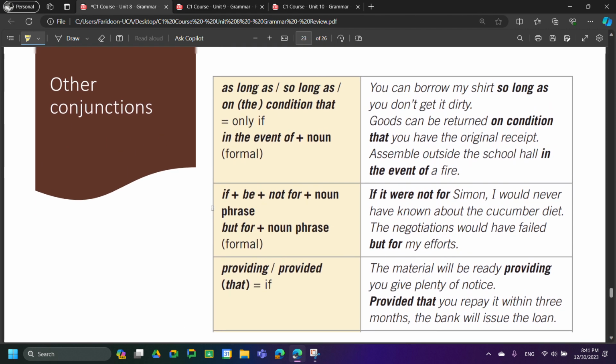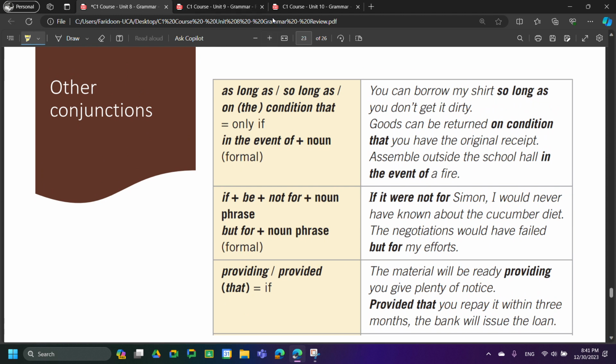Okay, so what about some other conjunctions, right? Some other conjunctions we have are as long as, so long as, on condition that, or on the condition that, which all of them mean only if. And you also have in the event of plus a noun, which is going to be a bit formal, but it has the same meaning. Example, you can borrow my shirt so long as you don't get it dirty, meaning that you can take it only if you promise not to get it dirty.